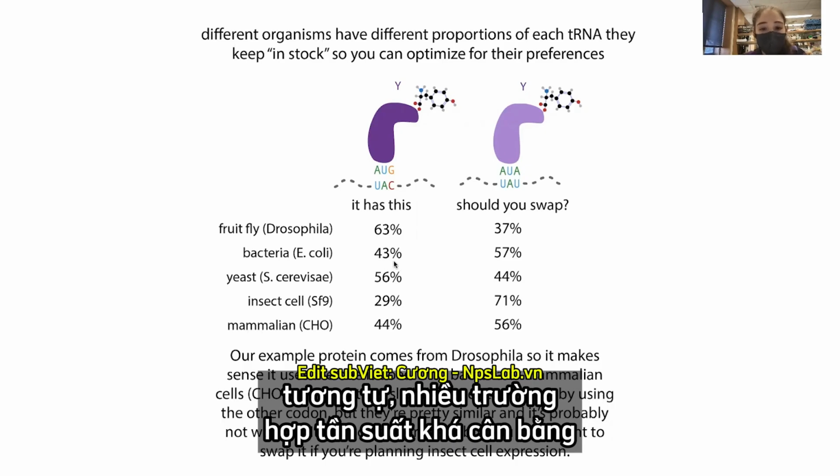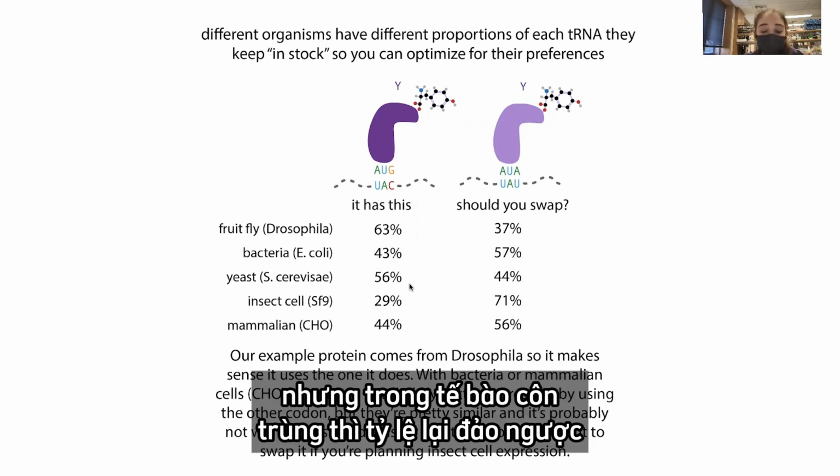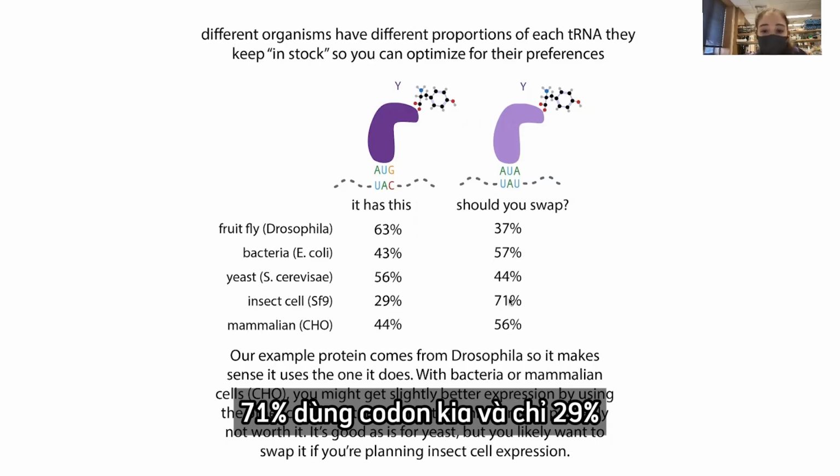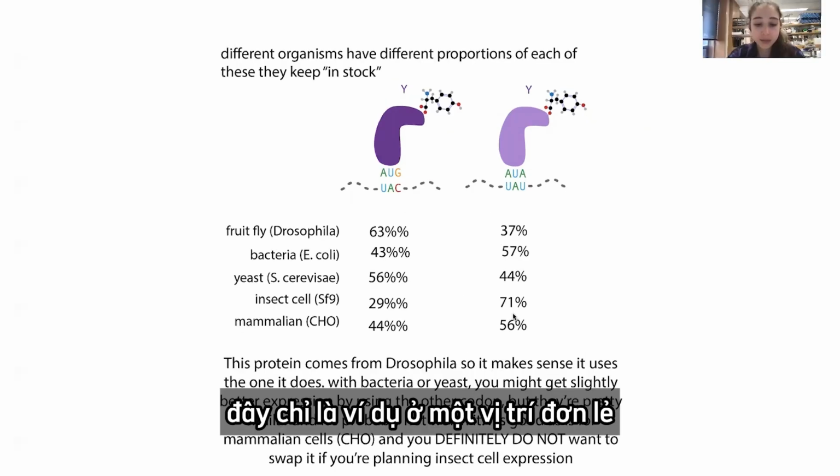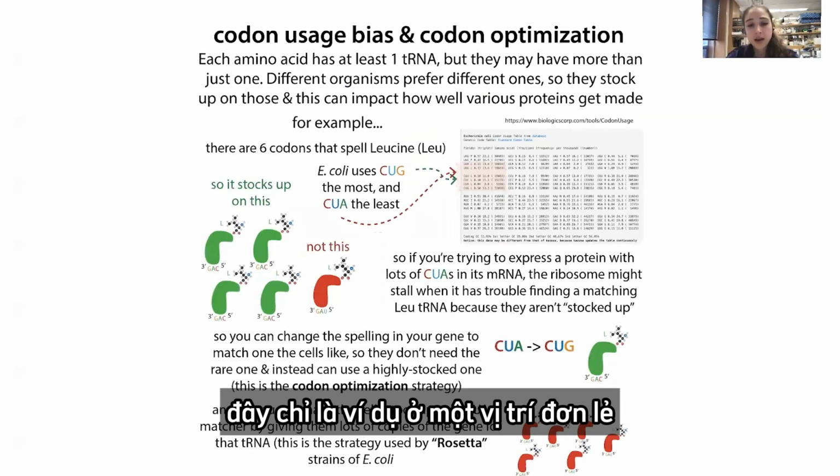And similarly, you seem to have pretty equal levels with most of them. But with insect cells, you can see that basically things are swapped. 71% uses the other, and only 29% uses the one you have. So if you were to swap these, then you might get better results. That's just an example of a single site.